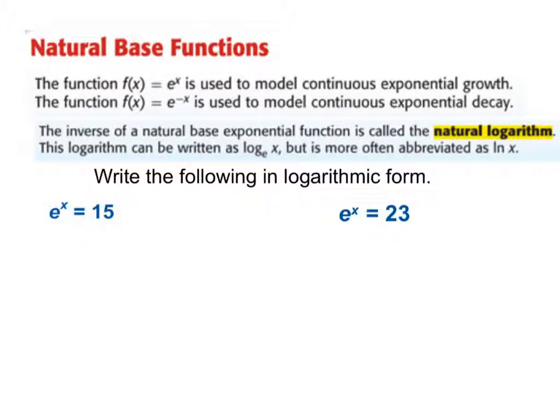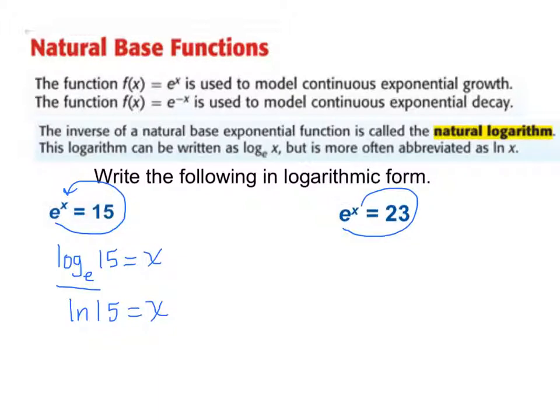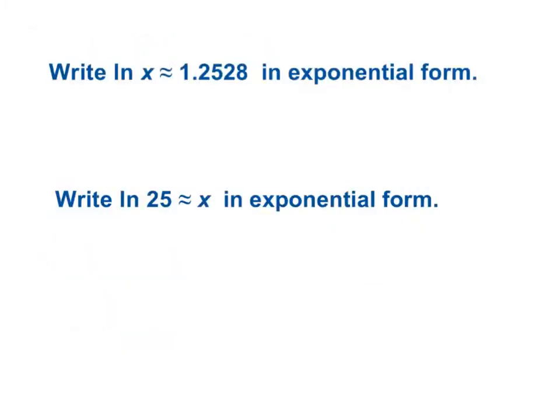So to rewrite these in logarithmic form, we would start just like we did with regular logs, and we would say log to the base e of 15 equals x. Remember this? We did it like that. So log to the base e is just natural log 15 equals x. So we don't have to write log base e. We can just say natural log. Same thing here, backwards arrow. So natural log of 23 equals x. Once again, the log is equal to an exponent.